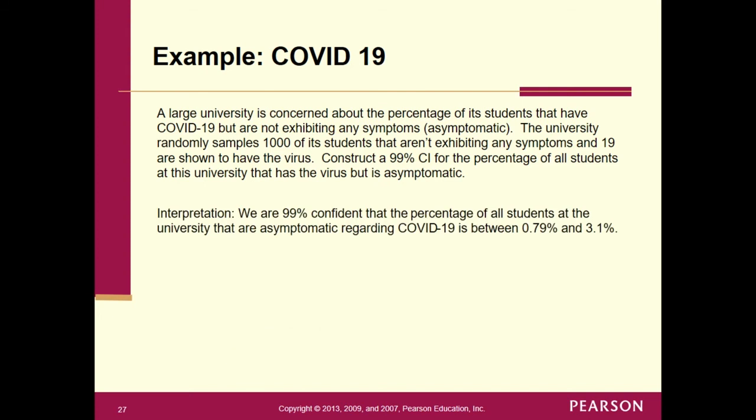So we are 99% confident that the percentage of all students at the university that are asymptomatic regarding COVID-19 is between 0.79% and 3.1%. So the university now has a pretty good idea of what's going on on campus with regards to asymptomatic students, percent-wise, and also they probably have a pretty good idea of the percentage of students that have COVID and are exhibiting symptoms. So they have a pretty good idea of the percentage for the entire population that actually has COVID then.